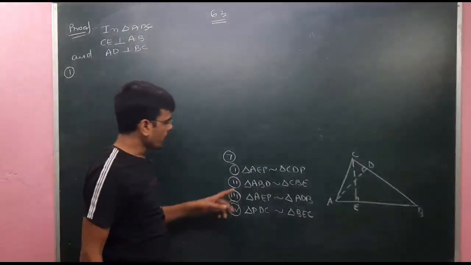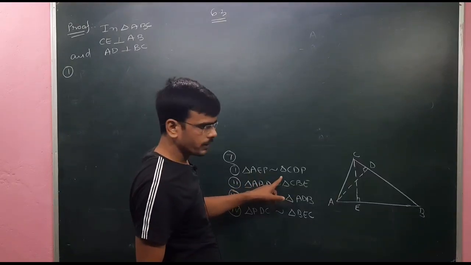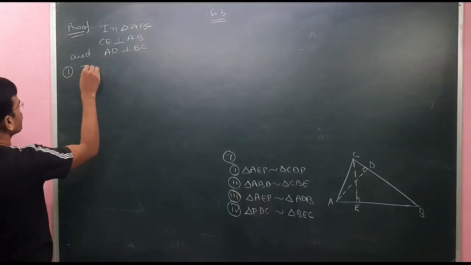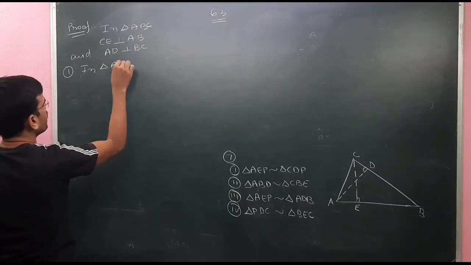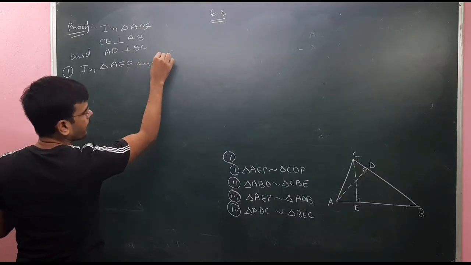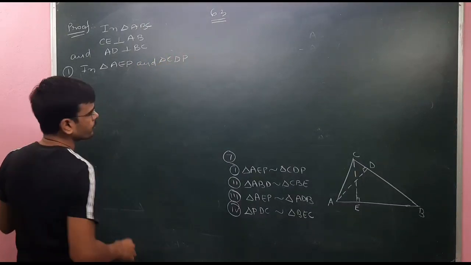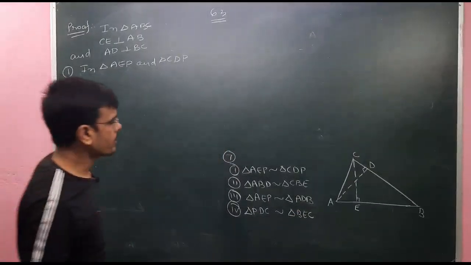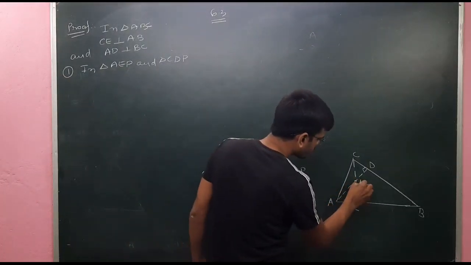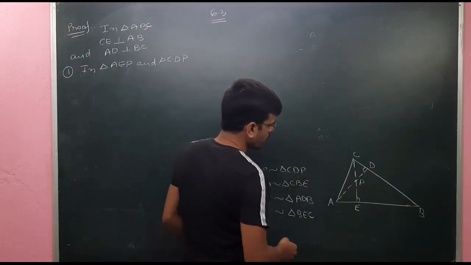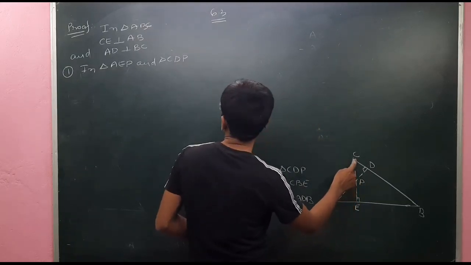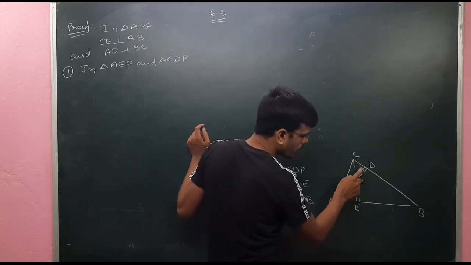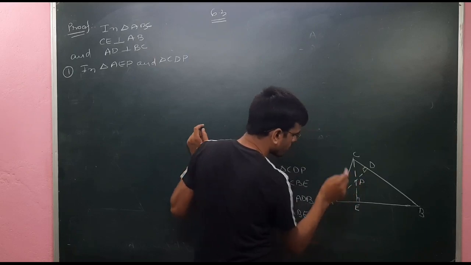Number first, you have to prove that triangle AEP is similar to triangle CDP. Whichever triangle we took, we take the same triangle. In triangle AEP and triangle CDP, where is the point P? This is the point P. AEP and CDP means this triangle is similar to this triangle. You have to prove that this triangle is similar to this triangle.